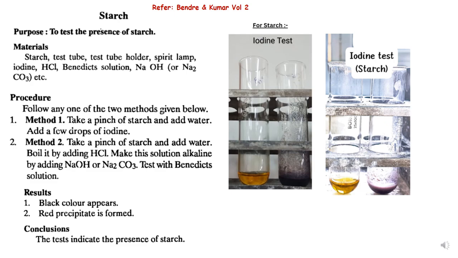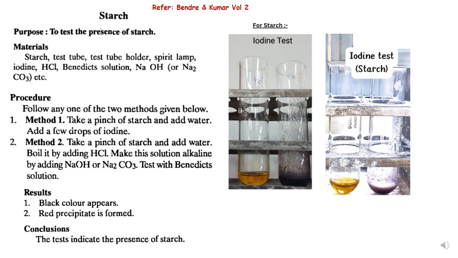And the second method is that you take a pinch of starch, add some water, boil it by adding some HCl, and make the solution alkaline by NaOH or sodium carbonate, and then test with Benedict solution, so the red precipitate is formed. So we can apply any of the tests, but usually we do the first method, which is very simple, by taking starch and adding iodine.